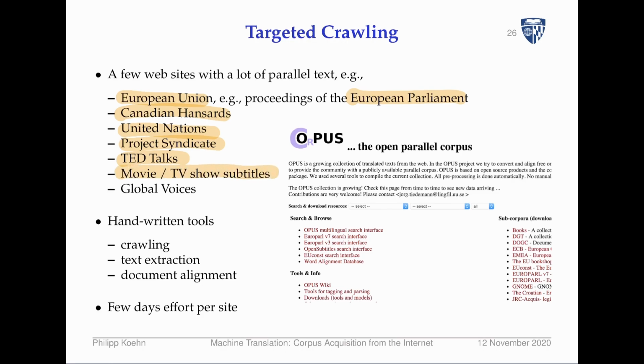Another big source is volunteers translating movie and TV show subtitles. Global Voices is another kind of news site where volunteers create translations. Since these are high quality, large resources of good text, people actually wrote by hand dedicated tools for crawling, text extraction, and document alignment. Once you look at a particular website, you can just look at URLs or link structure to align documents by analyzing how the website is organized. It does take a few days of effort per site to set this up properly.